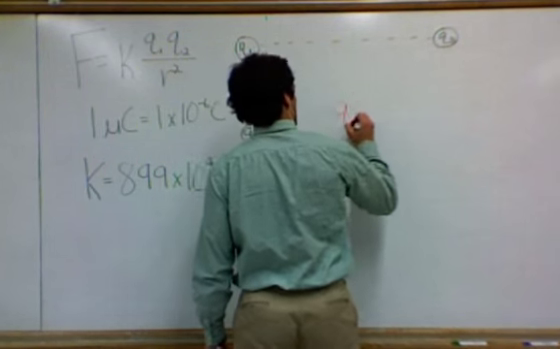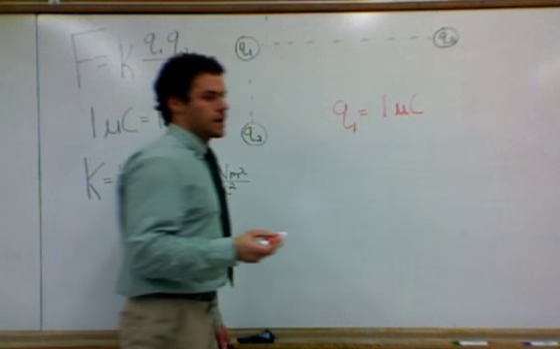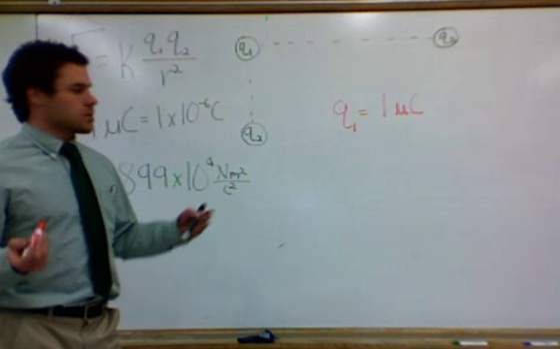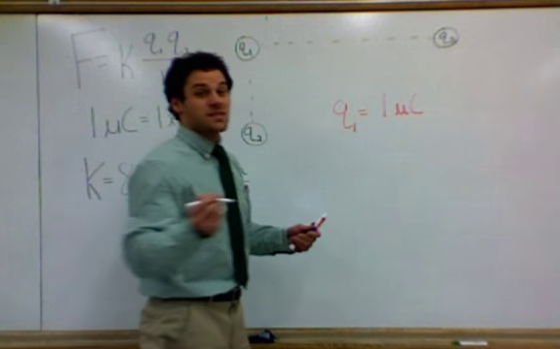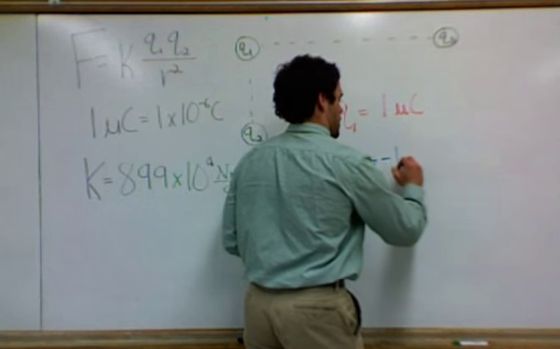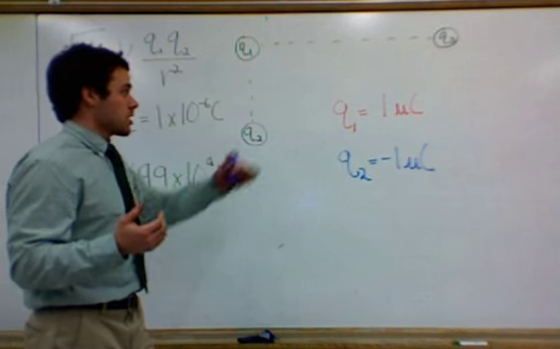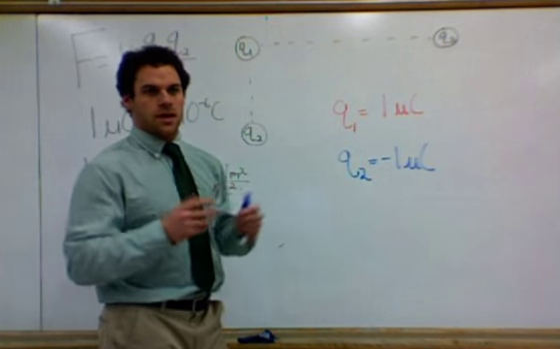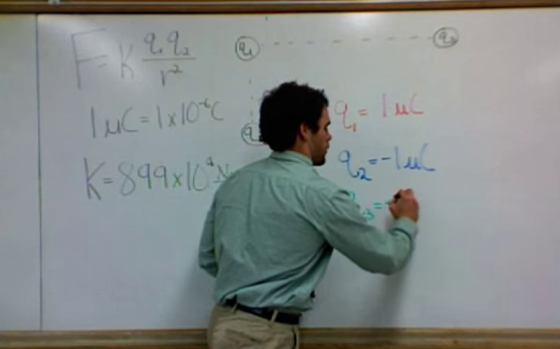So Q1 is equal to 1 microcoulomb. Let's also say charge 2, this charge right here, is also 1 microcoulomb, but in this case let's make it negative. And finally, we're going to have charge 3 over there, a little farther away. Let's make it a little bit stronger, let's have a little fun. We're going to say charge 3 is equal to negative 2 microcoulombs.